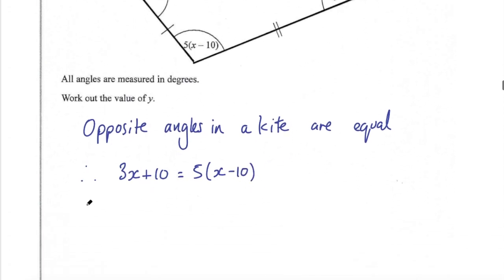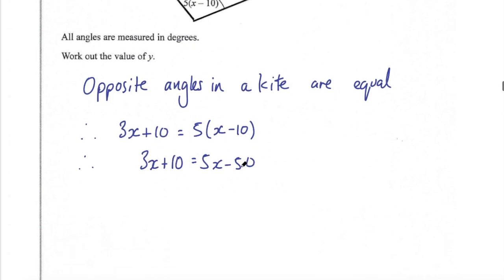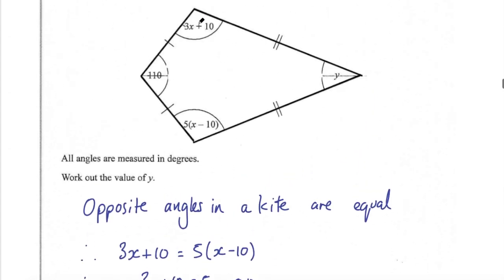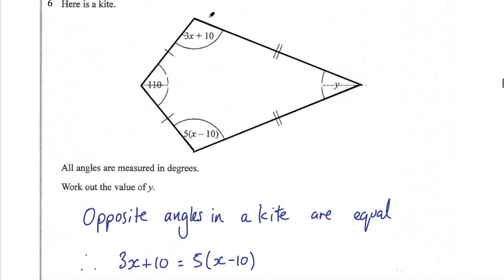And if we go ahead and solve this for x, we'll get 3x plus 10 equals 5x minus 50. And then subtract 3x from the right, add 50 to the left-hand side, we get 60 equals 2x, and so therefore x must equal 30. And if we take that value for x, substitute it into either of these angles, substitute it into this one, 3 times 30 plus 10, that's 100. So this is 100 degrees, and so therefore this one must also be 100 degrees.